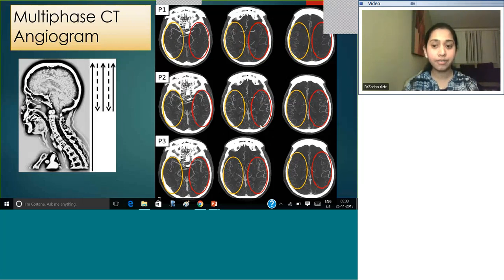So this gives us a very good prognostication factor. We can say that this patient has good collaterals, the chances of having a larger infarct score is very less in this patient, and a better prognosis. So collateral imaging is very important.